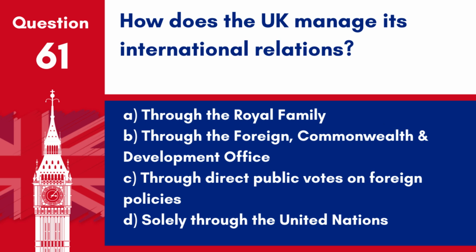Question 61. How does the UK manage its international relations? A. Through the royal family. B. Through the Foreign, Commonwealth and Development Office. C. Through direct public votes on foreign policies. D. Solely through the United Nations.